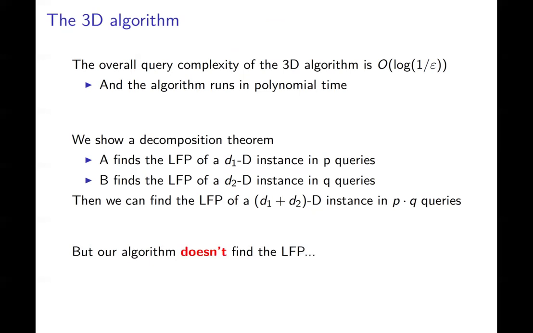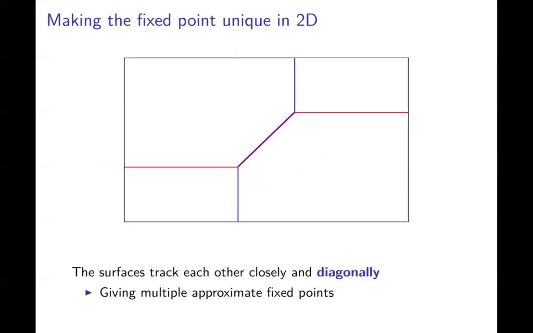However, the algorithm we presented before finds a fixed point, but it's not guaranteed to find the LFP, the least fixed point. So we must address this challenge in our algorithm. How can we make this fixed point unique? We see here that the two surfaces, red and blue, might be tracking each other diagonally. In fact, the only way two surfaces might overlap is along the diagonal. This gives multiple approximate fixed points because, as we see here, every point along this diagonal is fixed along the red dimension as well as the blue dimension.